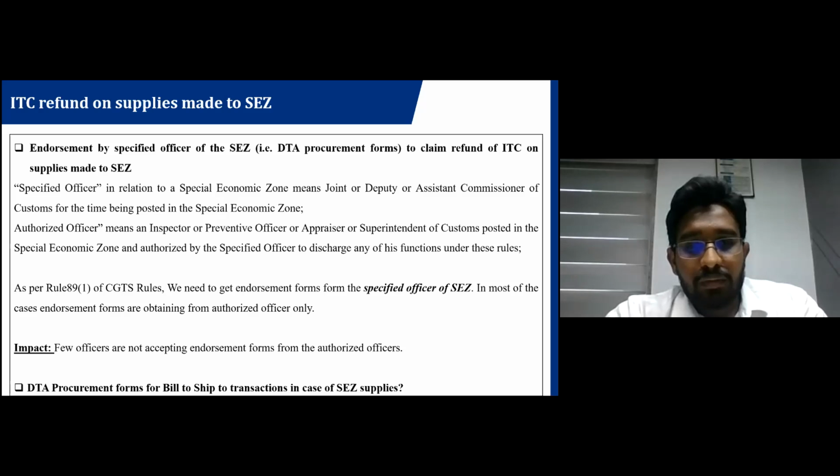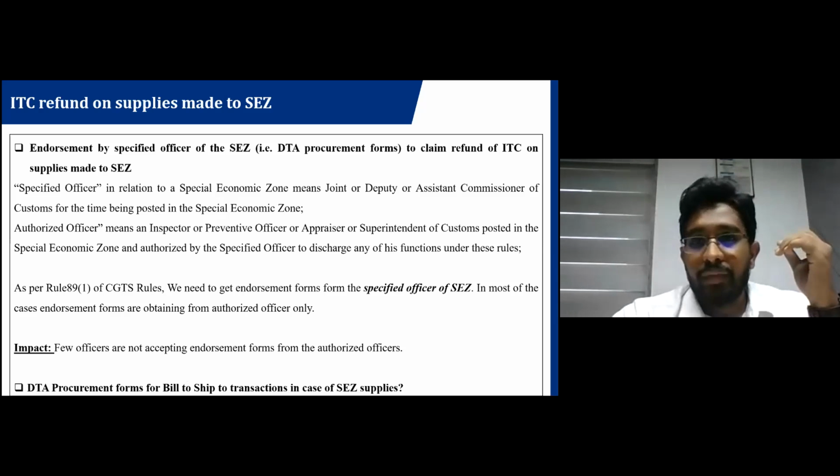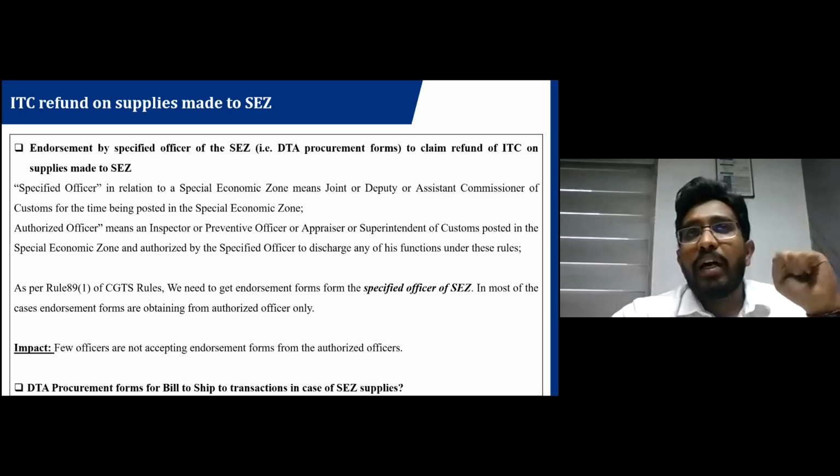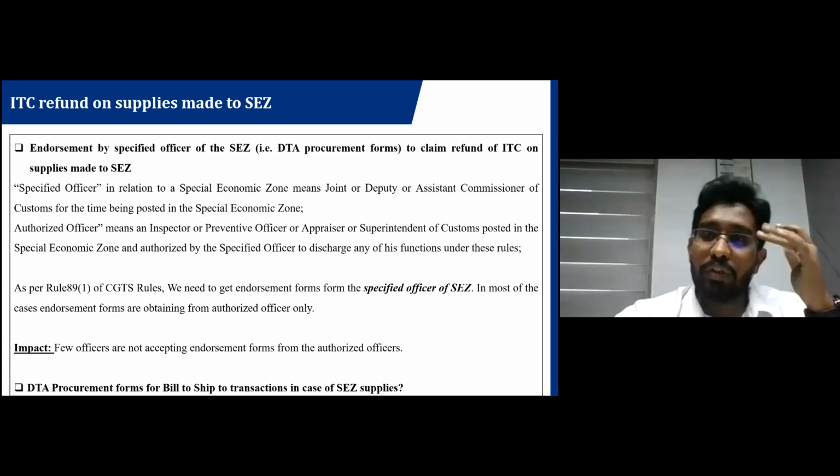Next, DTA procurement forms for bill to ship to transactions. Bill to ship to means, for example, employees of the SEZ are working from home due to this pandemic. Now the SEZ wants to buy laptops and supply them to their employees. They called for quotations and selected one vendor and asked him to deliver computers at the residence of our employees and raise the bill to us. That is a bill to ship to transaction.